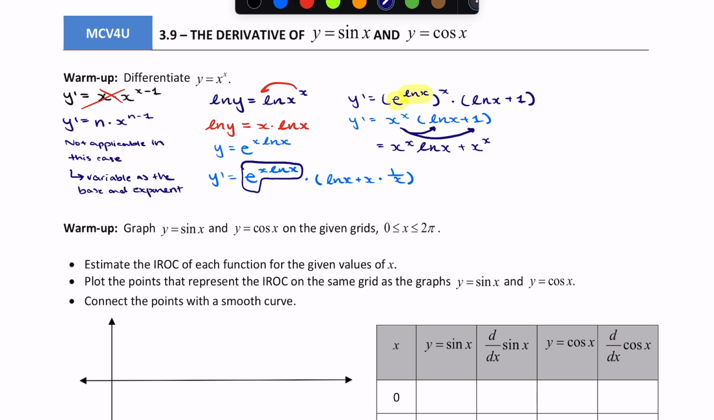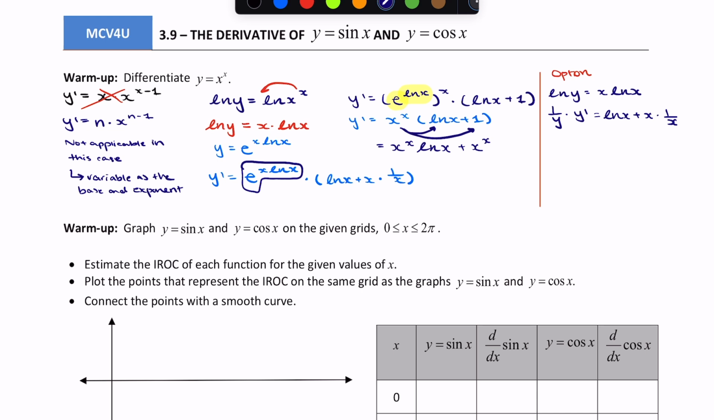Okay, and there's another way to solve this as well. The second option, or option 2, is to use implicit differentiation. So here, if we start off again with the natural log of both sides, we have ln y is equal to x ln x. So here, if we derive this, we have 1 over y times y prime, or dy over dx, is equal to ln x plus x times 1 over x.